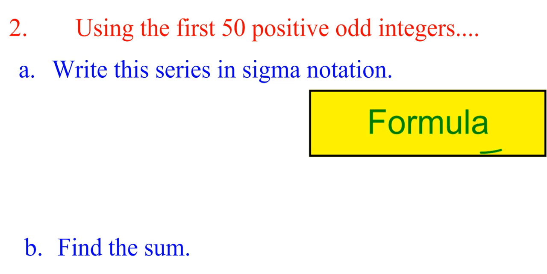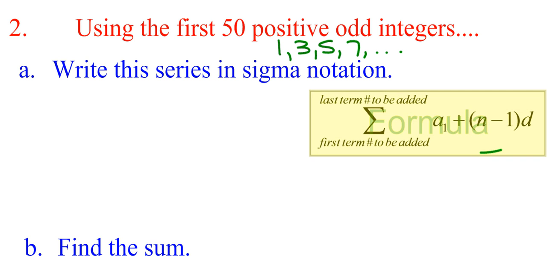So let me just write out what that sequence would look like here. 50 positive odd integers. So the first one would be 1, and then we're going odd. 3, 5, 7. You can see how that sequence would continue. So I'm going to write this series in sigma notation. That's this one right here.